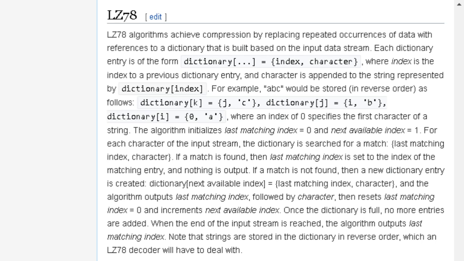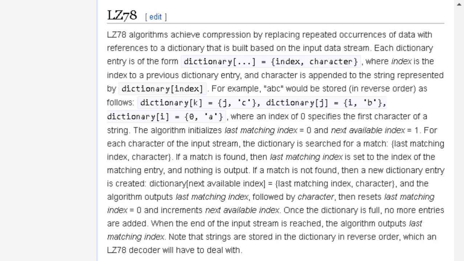Dictionary I equals a tuple 0 and A, where an index of 0 specifies the first character of a string. The algorithm initializes last matching index equals 0 and next available index equals 1. For each character of the input stream, the dictionary is searched for a match: a curly brace, last matching index, comma, character.